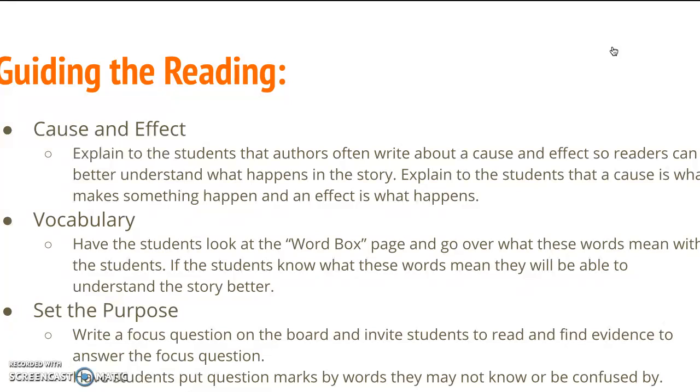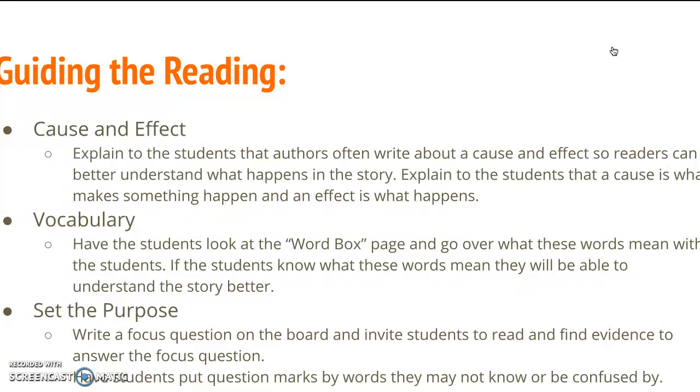may read. For guiding the reading, you can have cause and effect, vocabulary, and setting the purpose. For cause and effect, explain to the students that authors often write about a cause and effect so readers can better understand what happens in the story. Explain to the students that a cause is what makes something happen and an effect is what happens.